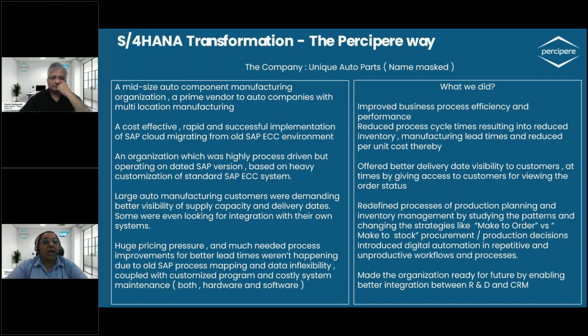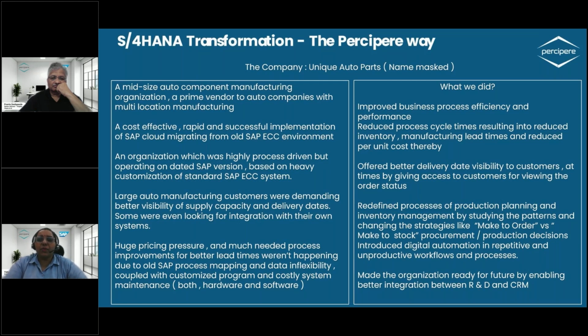Large auto manufacturing customers were demanding better visibility of supply capacity and delivery dates. Some were even looking for integration with their own systems. Huge pricing pressure and much needed process improvements for better lead times weren't happening due to old SAP process mapping and data inflexibility, coupled with customized program and costly system maintenance for both hardware and software.